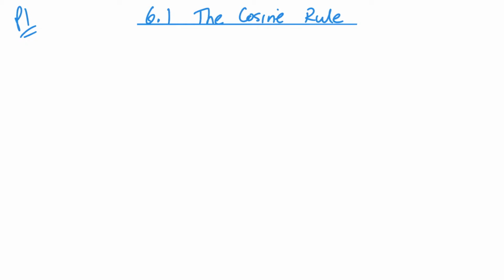Welcome back to P1. Today we're moving on to Chapter 6 or Unit 6, Trigonometric Ratios. And we're going to start with a few from IGCSE. So the first one we're looking at is the cosine rule.